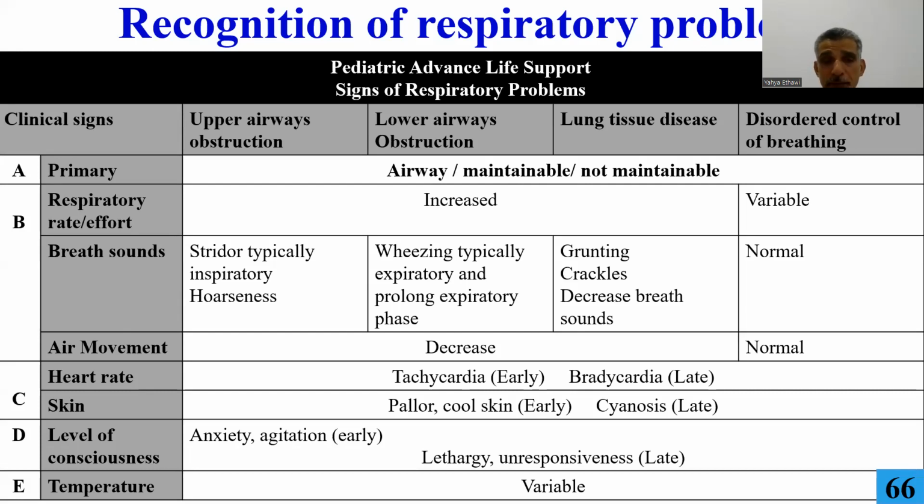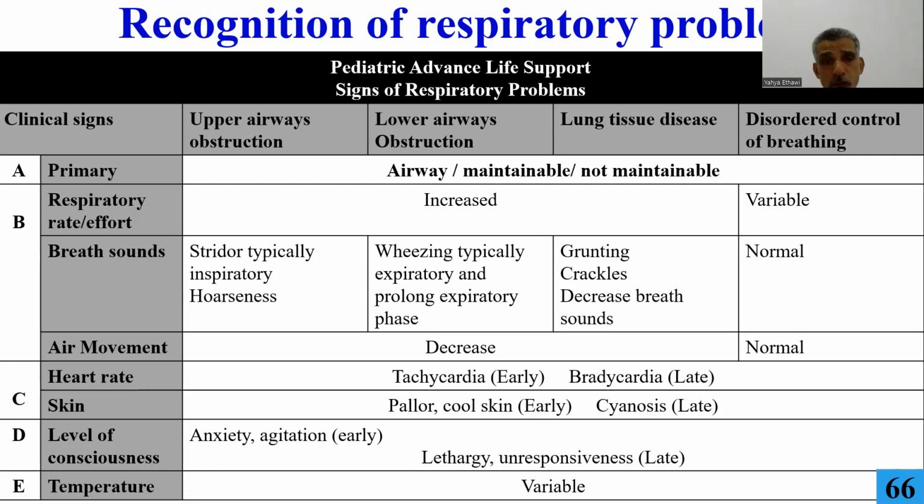So that's our A. Second is respiratory or breathing. In breathing, we said we talk about respiratory effort, whether increasing or decreasing, and breath sound. So for the airway, whether it's upper airway, lower airway, lung disease, or disease of controlled breathing, it's the same identification. Is the airway open, maintainable, or not maintainable?